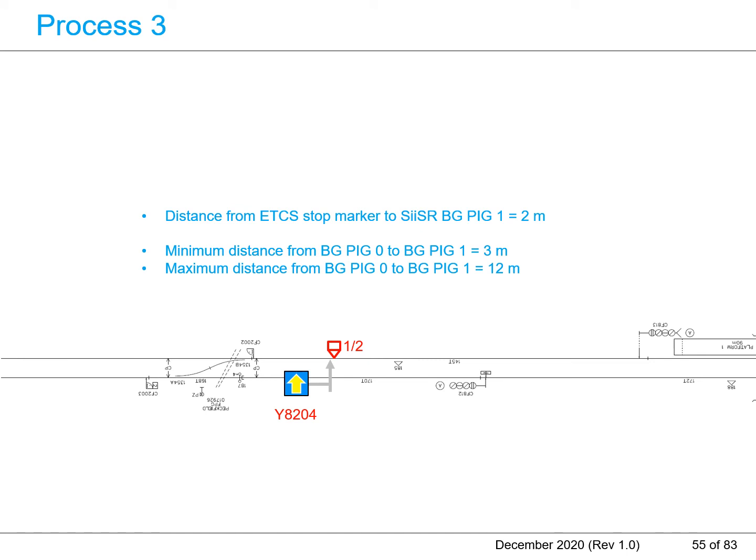The distance from the ETCS stop marker to the PIG-1 balice is 2 meters. The minimum distance between the PIG-0 and the PIG-1 balices is 3 meters. The maximum distance between the PIG-0 and the PIG-1 balices is 12 meters. The balice symbol in this diagram depicts the PIG-1 balice.